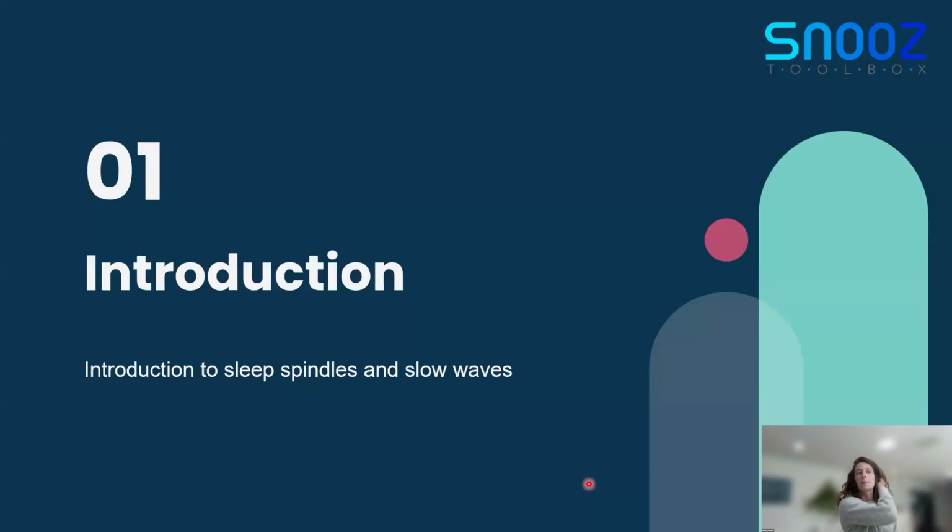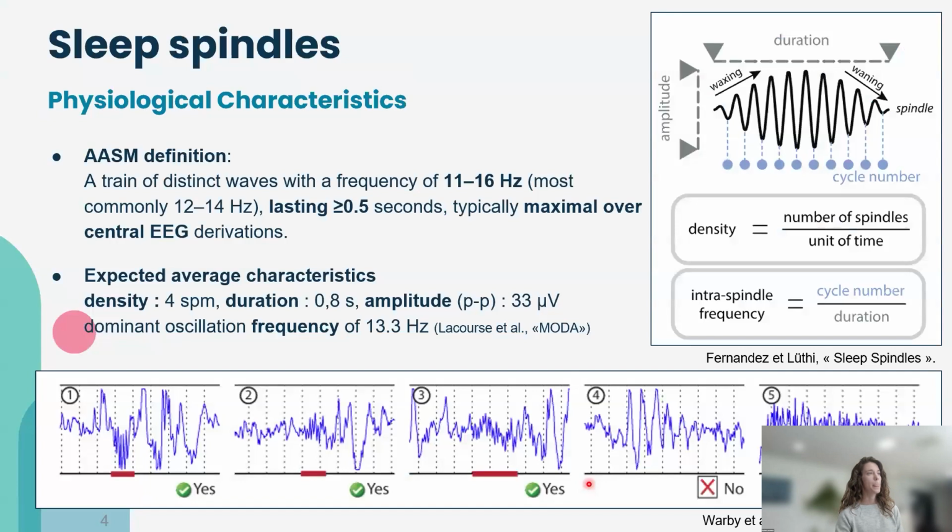So let me introduce the sleep spindle and slow wave sleep events. The AASM definition of the spindle is a train of distinct waves with a frequency of 11 to 16 Hz, most commonly 12 to 14 Hz, lasting more than 0.5 seconds and typically maximal over central EEG derivations. On the right, we can see a simplified diagram of the spindle signal showing its duration, the length, its amplitude, the height, and the waxing and waning characteristic shape. Although in practice, spindles do not have this ideal shape.